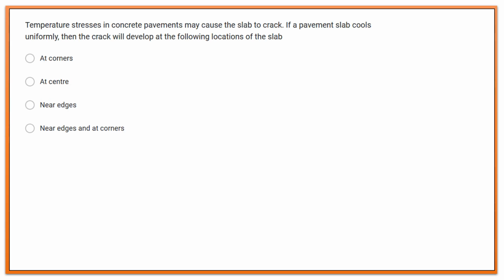The next: temperature stresses in concrete pavement may cause the slab to crack. If the pavement slab cools uniformly, then at which location of the slab will the crack develop? If the pavement slab cools uniformly, then the crack is developed at the center of the slab. So option number second is correct.